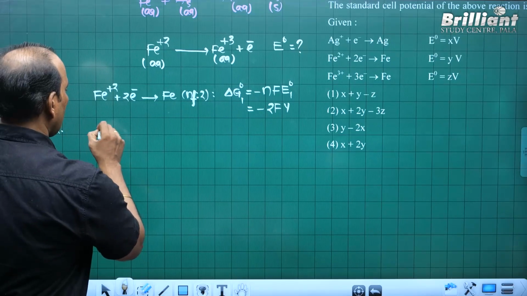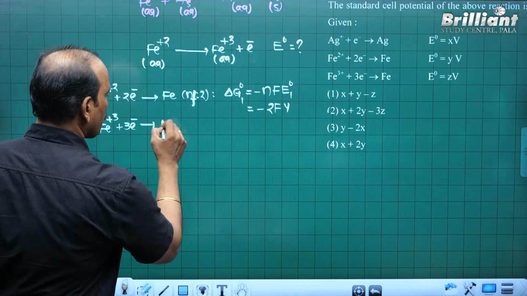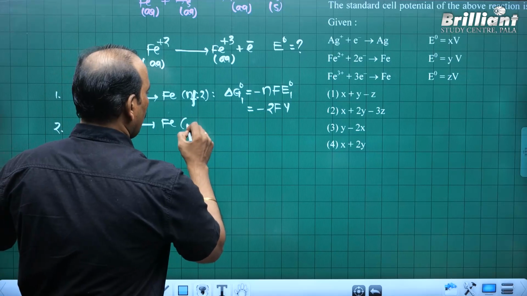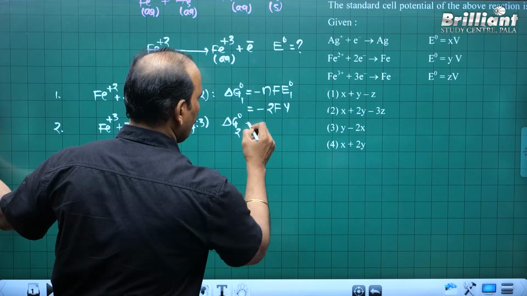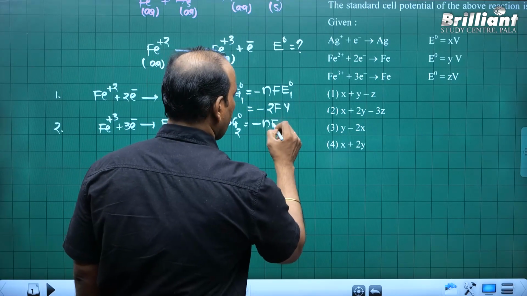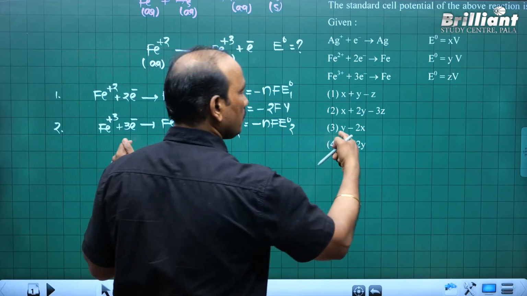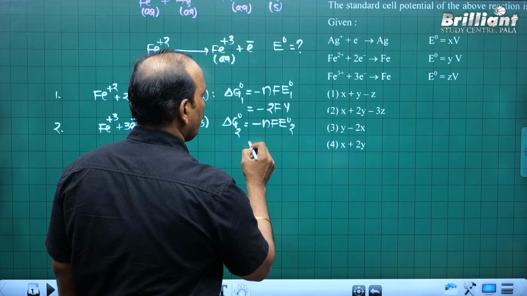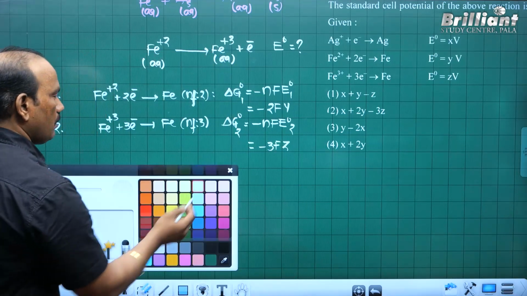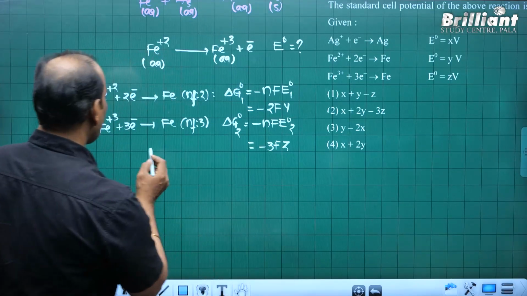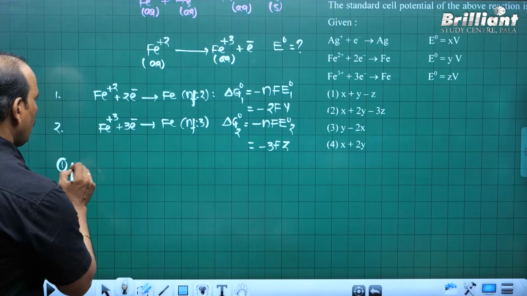Fe3+ plus 3 electrons gives rise to Fe. What is the n factor? It is 3. Delta G0 2 equal to minus nF E0 2. And now, what is the value of this one? This is Z. Therefore, minus 3FZ. Okay. Now from these two equations, we want Fe2+ to Fe3+. Therefore, equation 1 minus 2.